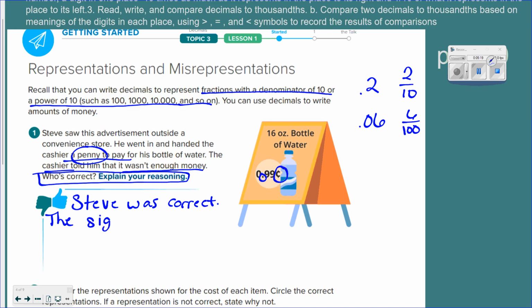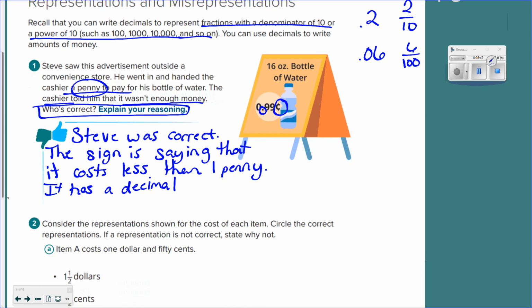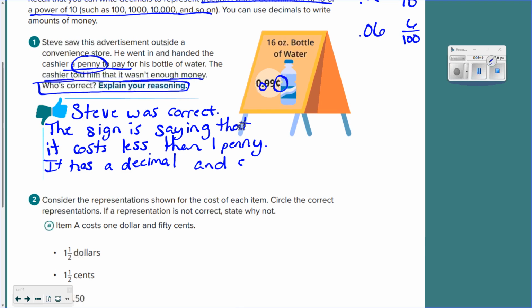The sign is saying that it costs less than 1 penny. Why? Because it has a decimal and the cent sign. You should be writing this on your paper, not talking to your paper.